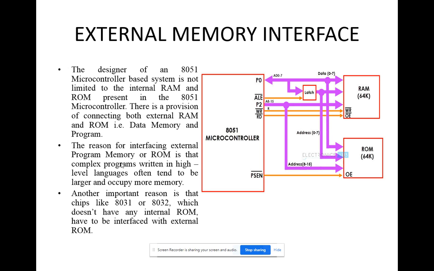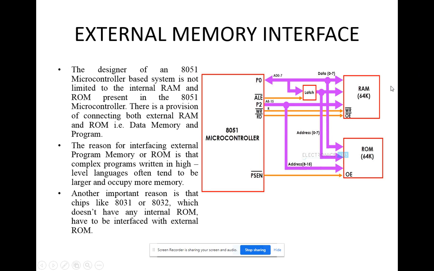Another important reason for using external memory is that chips like 8031 or 32 do not have any internal ROM. The 51 will have internal memory, but the 31 and 32 microcontrollers will not have any internal memory device. ROM, RAM, nothing will be there internally. So in those cases, you will depend fully on the external memory device, ROM and RAM, and you will interface the external memory device.